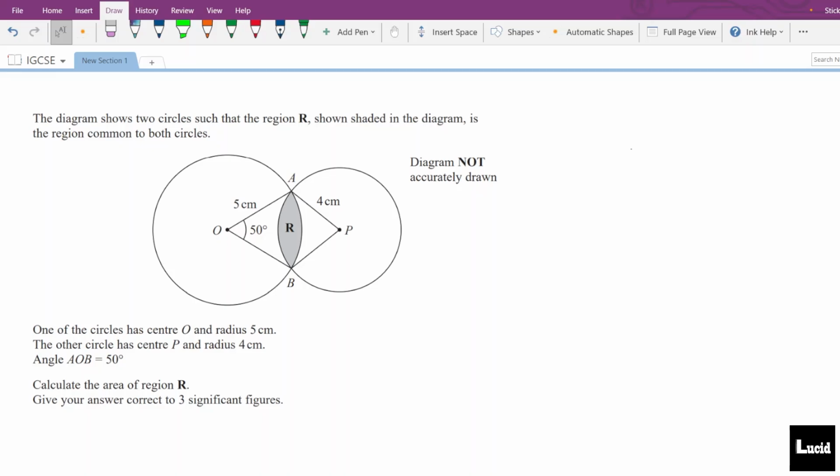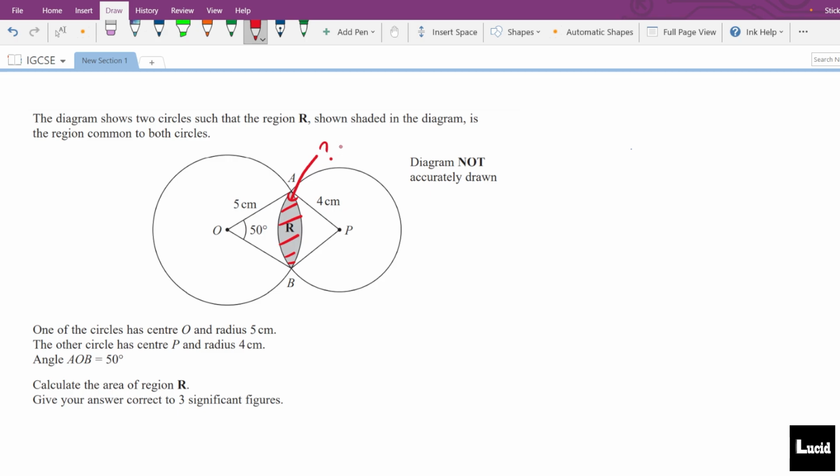Hello everyone, we are back with another question, and this is related to trigonometry and geometry. Here they have given you two circles and an intersecting region. They are asking you to find the area of this region.